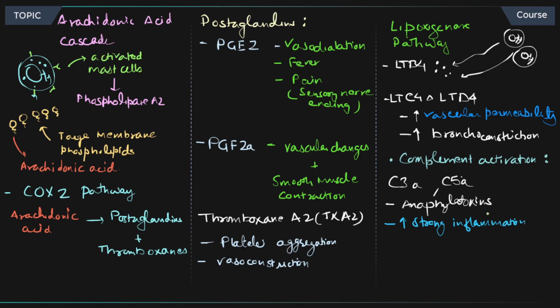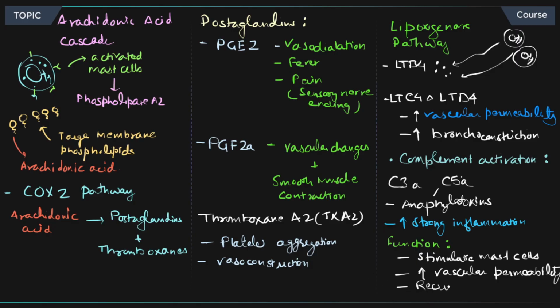What is the function of these molecules? Let me write it down. Functions, right? Function number 1 is stimulation of the mast cells. Mast cells are going to get stimulated with these molecules. That's the first one. Second, it's going to enhance vascular permeability. And next, it's going to recruit the leukocytes. White blood cells are going to come to the site of infection. We have already understood how complement plays an important role in attracting the immune cells, right?